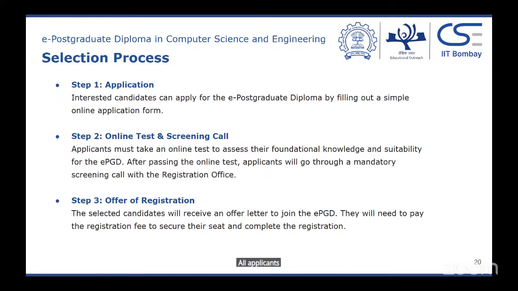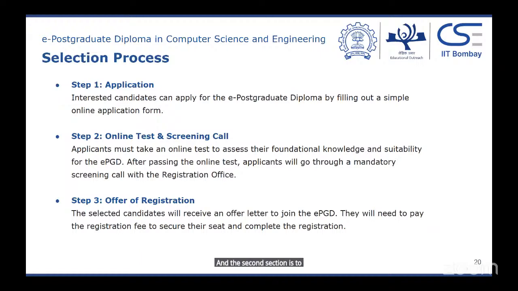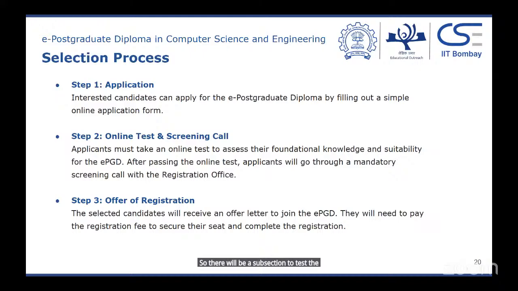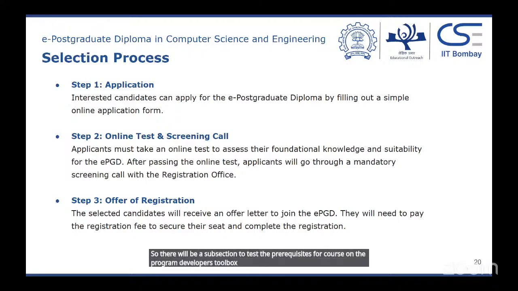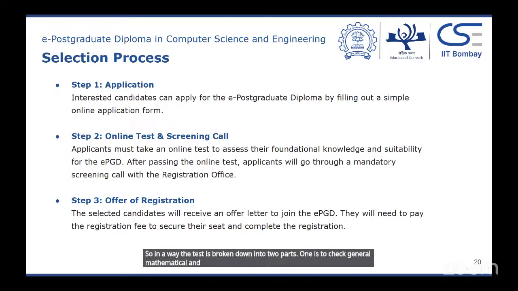All applicants must take an online test to assess their foundational knowledge and suitability for the ePGD. This online test is broken down into two sections. One section is to understand your ability on the mathematical aspects and basic programming ability. And the second section is to test your knowledge on the relevant areas specific to the three courses that are being offered in term one. So there will be a subsection to test the prerequisites for the course on the Program Developers Toolbox. There's a subsection for cryptography and network security, and there's a subsection of questions to test the knowledge for foundational mathematics for data science. So in a way, the test is broken down into two parts. One is to check general mathematical and programming ability, and the second part will be to check the course-specific prerequisites.